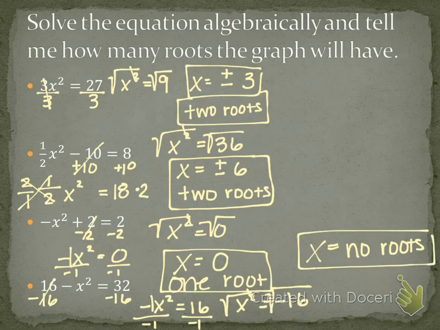Does everybody see how you can get 3 different answers? We can have a problem that has 2 roots, and I'm going to find the square root of a certain number. Okay? I can have a problem that only has 1 root. That means that x is going to equal 0. And I can have a problem that has no roots, because that means I'm left with a negative square root. And there is no such thing. Okay?